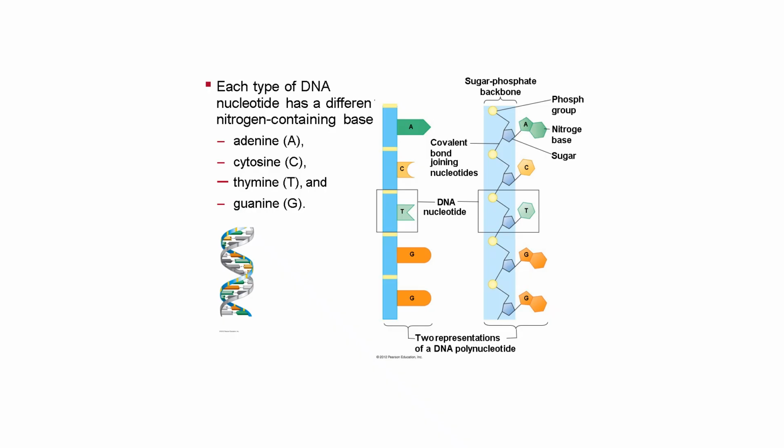There are four main nitrogenous bases in DNA: adenine, thymine, cytosine, and guanine. These bases pair specifically through hydrogen bonds, forming the rungs of the DNA ladder. The unique sequence of these bases encodes genetic instructions, similar to how letters form words in a language.